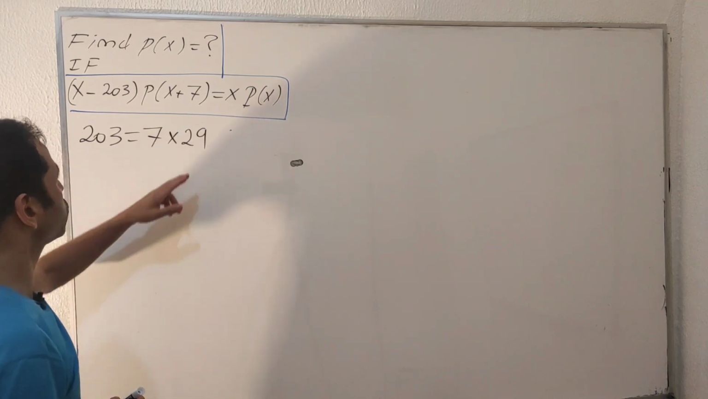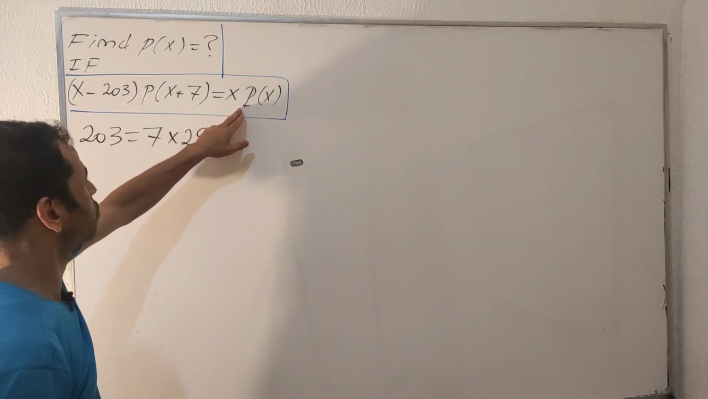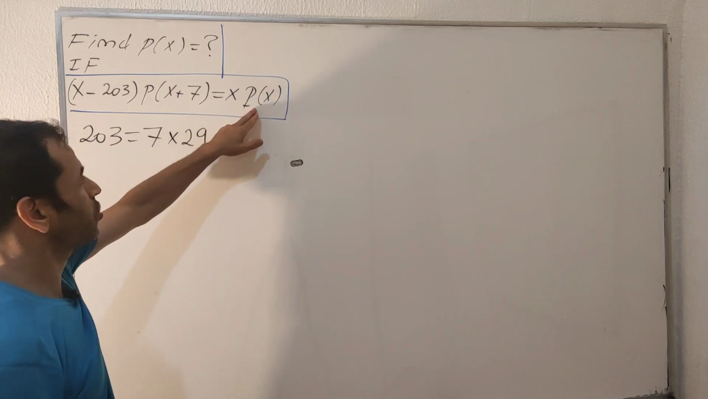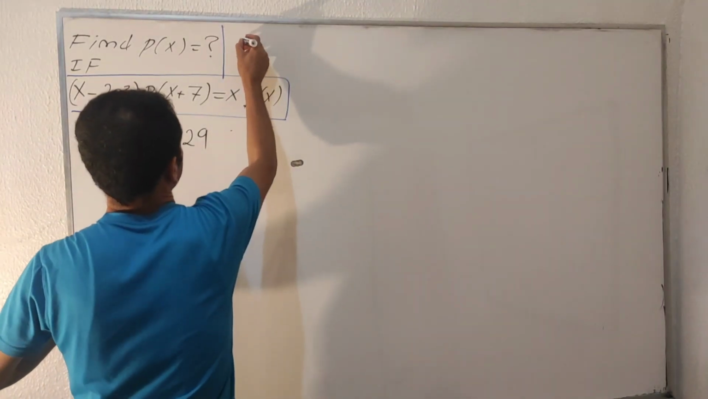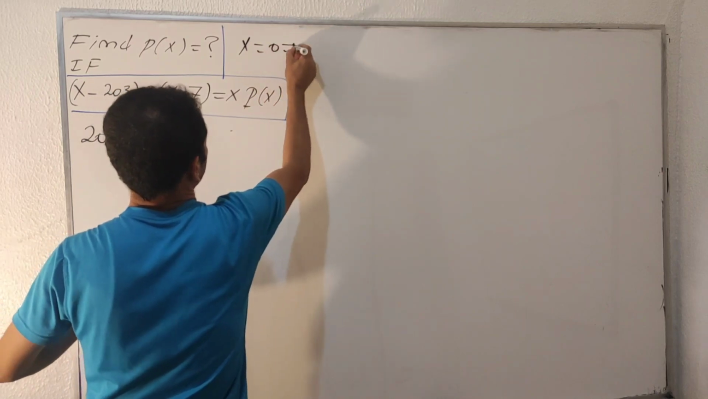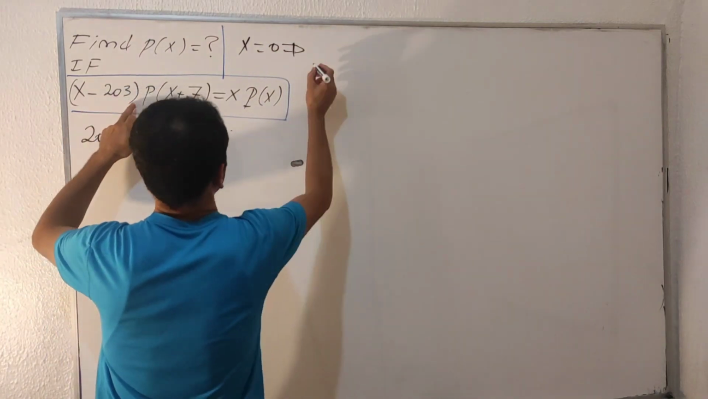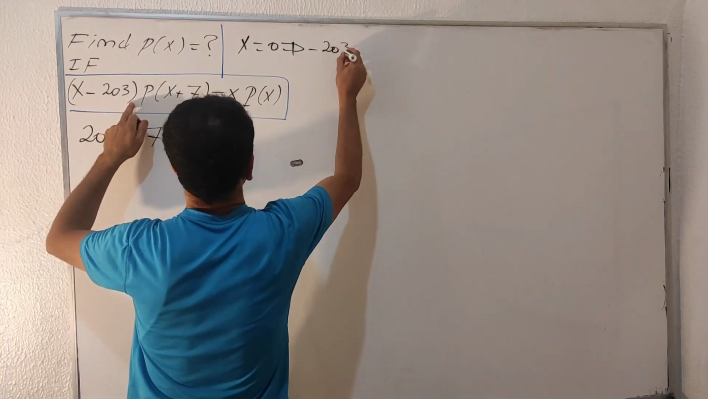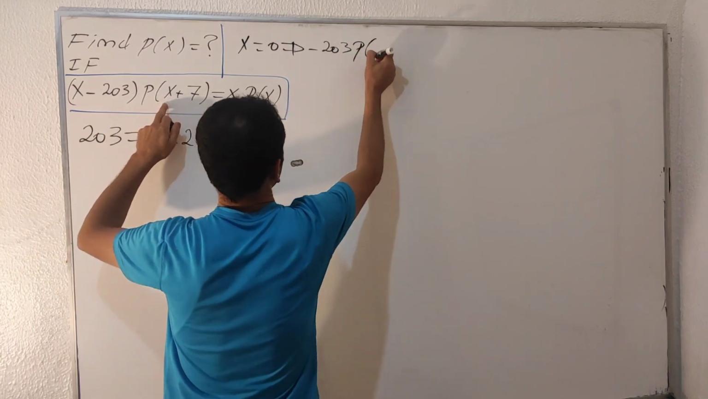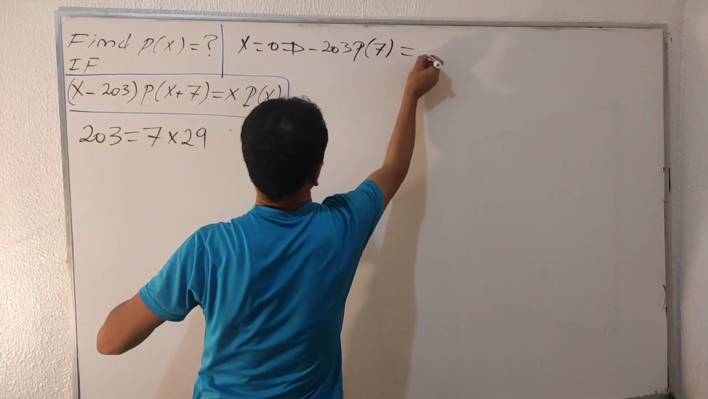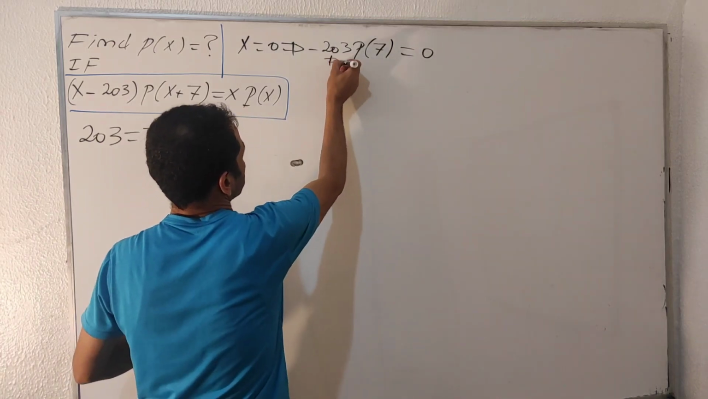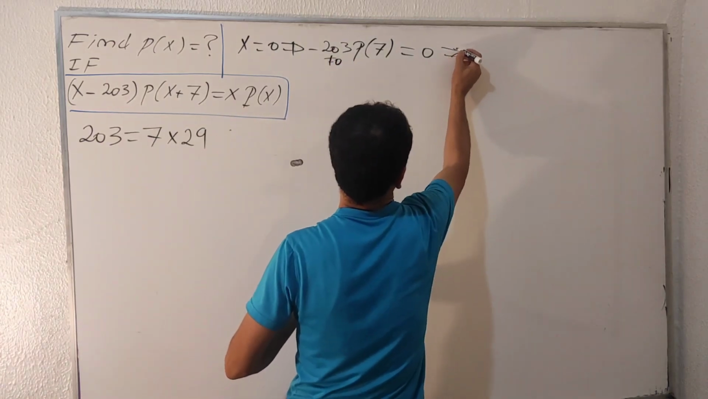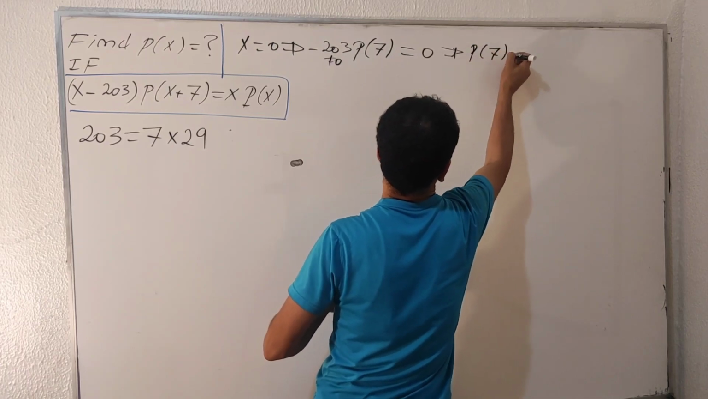First of all, if I plug x with the number 0, the right hand side of this equation becomes 0. Okay, so let's do that. If x equals 0, I get minus 203 multiplied by p of 7 equals 0. Since 203 is different than 0, p of 7 equals 0.